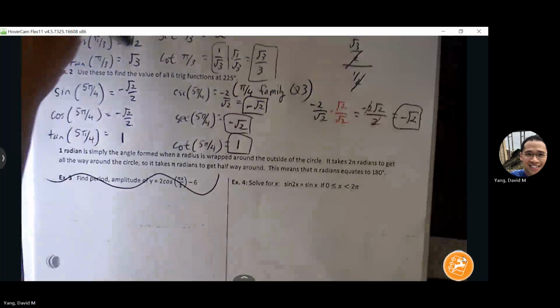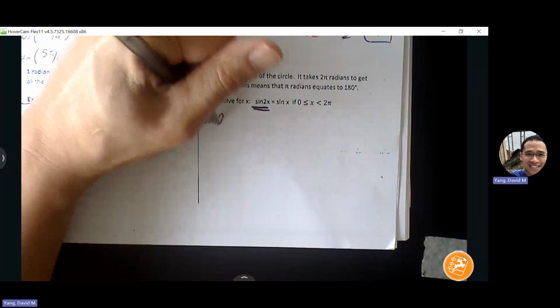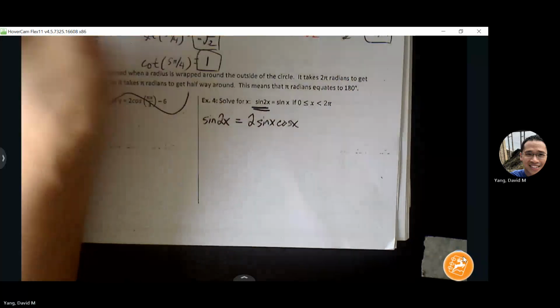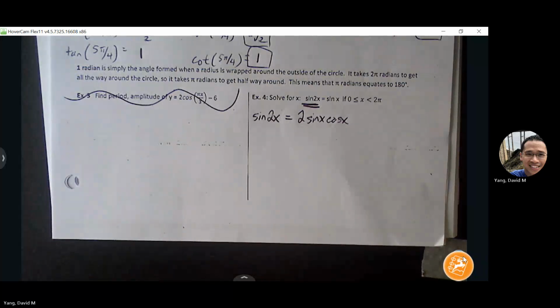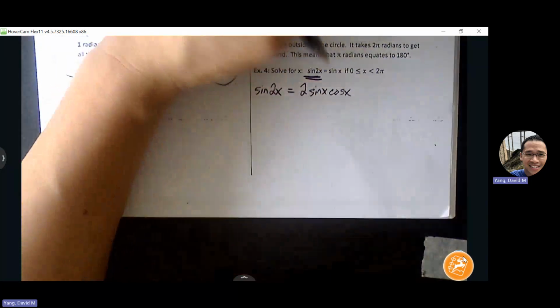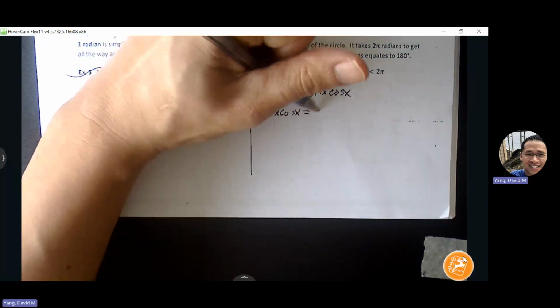Okay, example 4. Sine of 2x equals sine x. There is a double angle identity for sine 2x. That's going to be 2 sine of x cosine x. So if I want to make that substitution, I get 2 sine of x cosine x equals sine of x.